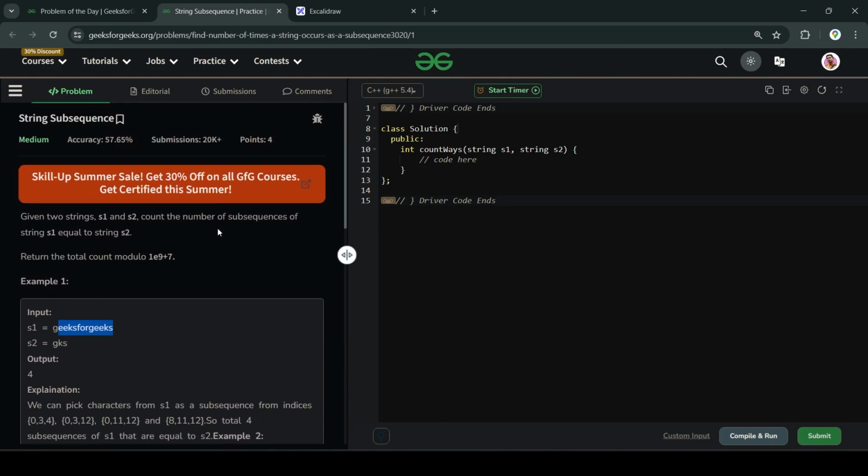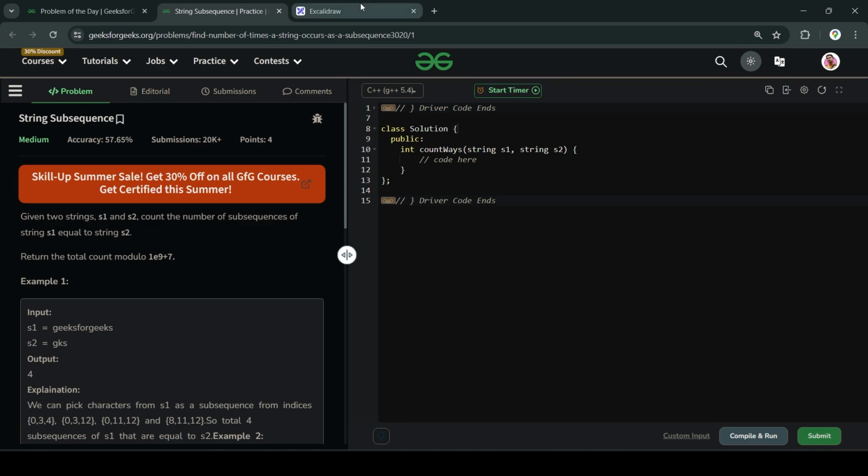And what can be the approach? You may think, okay, it is a question of subsequence, so we can apply LCS, right? But what does LCS actually do? Basically, LCS tells us the longest subsequence present. So we usually calculate the length of the subsequence. But here we cannot calculate the length. Basically, we have to tell how many times the subsequence is present in S1. So we have to modify the LCS approach a little bit, then we can achieve the target.